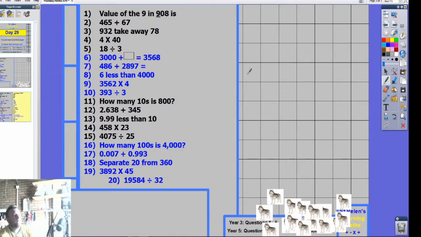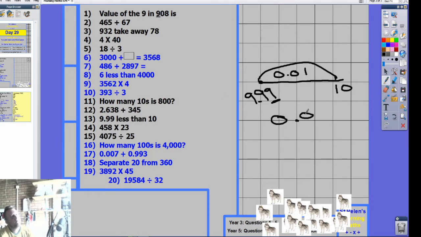Okay? Let's do a number line in our heads. Let's go 9.99. How much is it to get to 10? Think about it. How much would I need to add to get to 10? I need to add 1 to that 100th. I need to add 0.01. So 9.99 less than 10 going backwards is going to be 0.01. 100th.